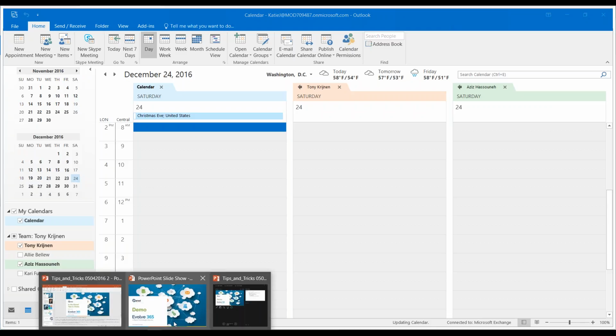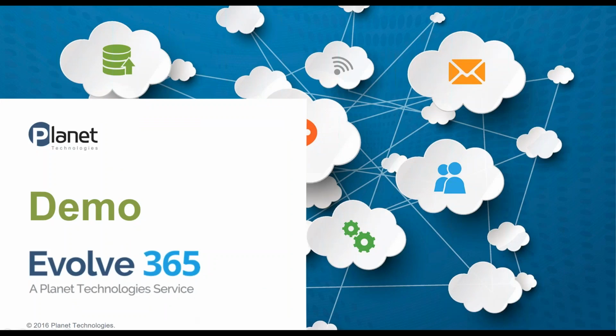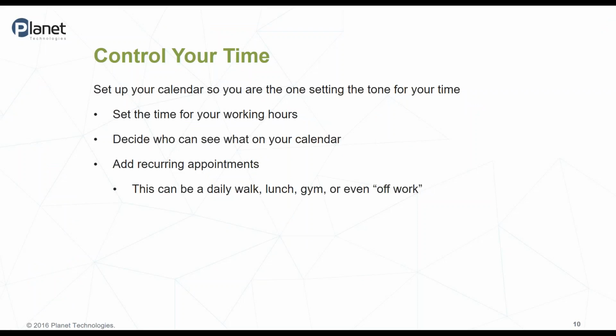We're going to go back over to our slide right now. Now the other thing that is really, really good to do within Outlook or any calendar client is control your own time. So this means that you can set the expectation for people that you're available at certain hours. So you can set your working hours.